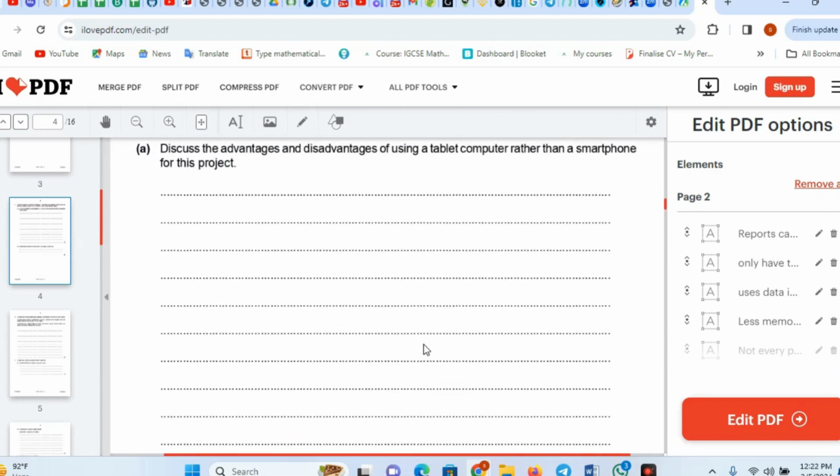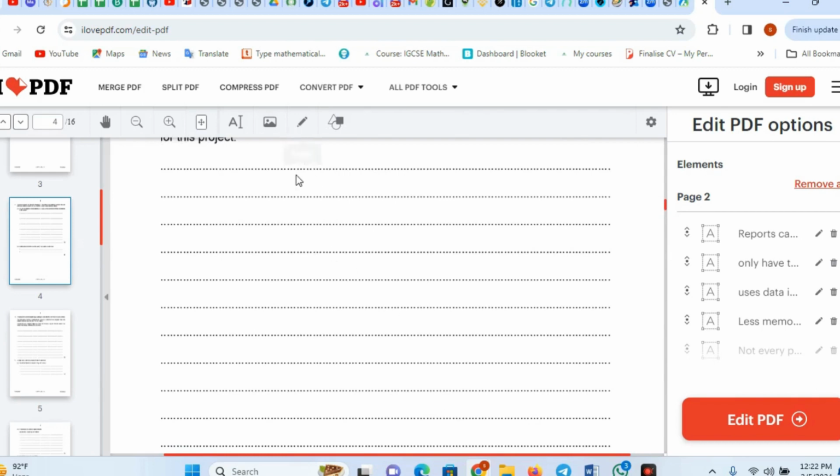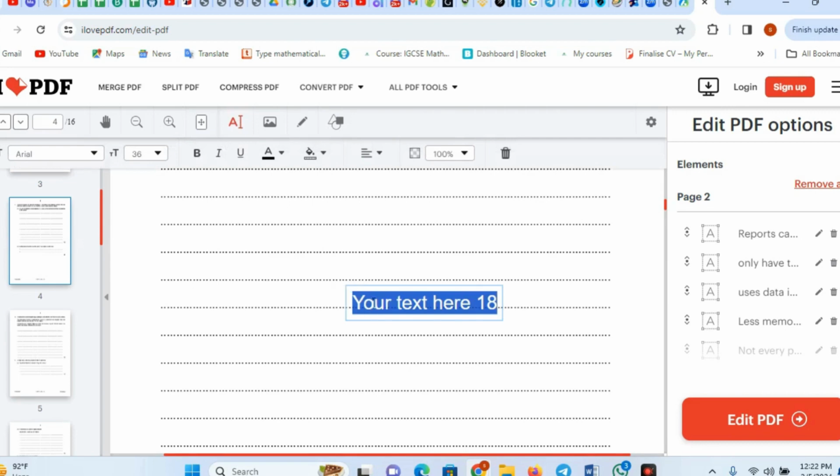So we have 6 marks. Let's pair our answer into 3 so that we have 3 advantages and 3 disadvantages. So the first advantage is, it is easier to connect devices onto a tablet.